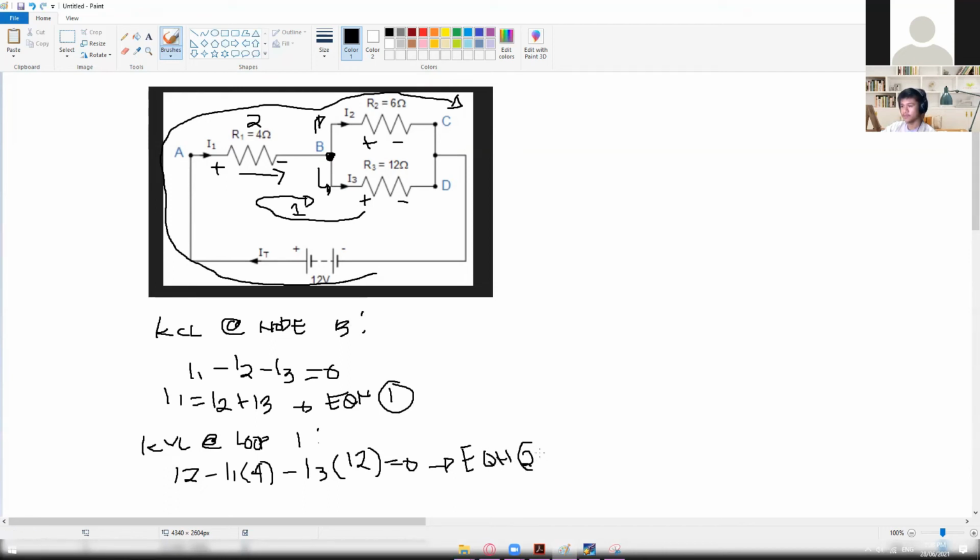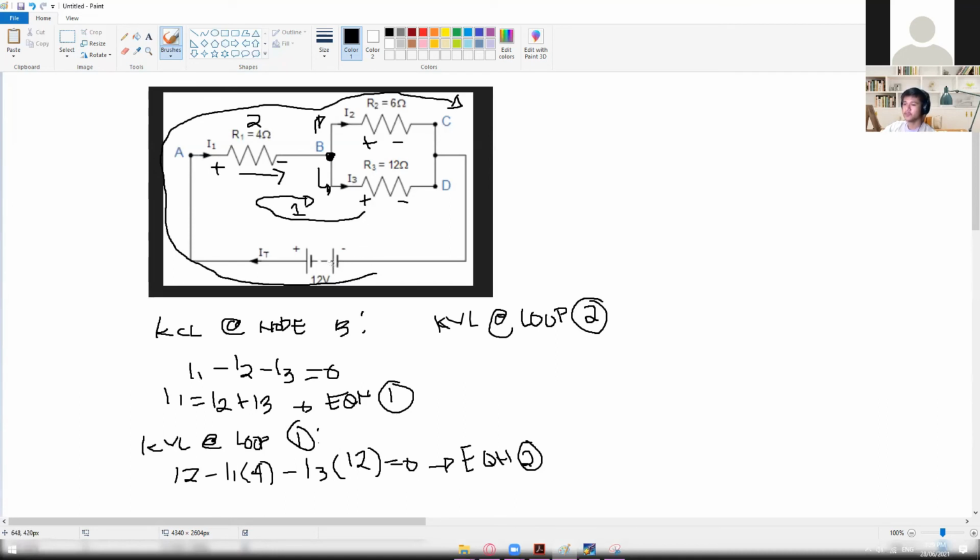Equation, balik tayo, equation number 2. Did you guys get how we did equation number two? Are we clear so far? Okay, so this is just the equation, KVL at loop number one. But how about the KVL at loop number two? Let me just encircle this one for consistency.